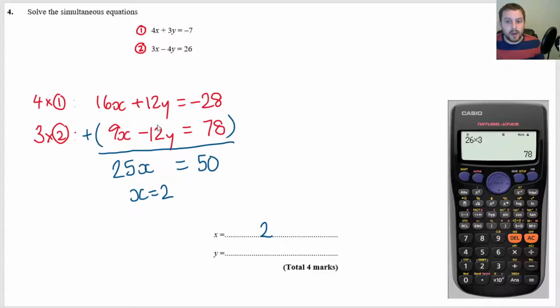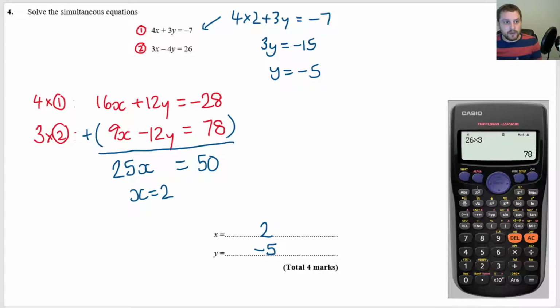And then to get what y is, you can substitute into any of these. So maybe I will substitute into this one. So I'll have 4 times 2 plus 3y is minus 7. So that's 8 plus 3y is minus 7. So let's take away 8. You get 3y is minus 15, and therefore y is minus 5.